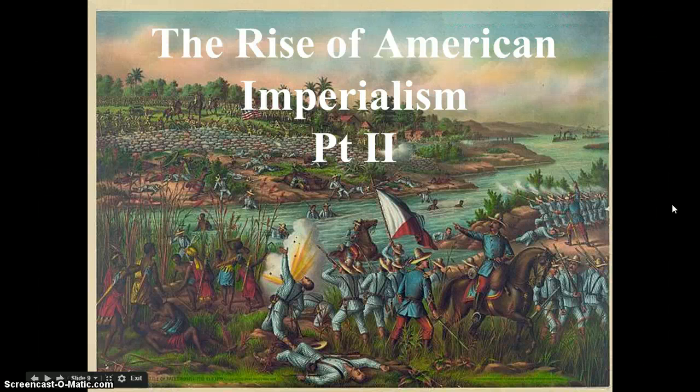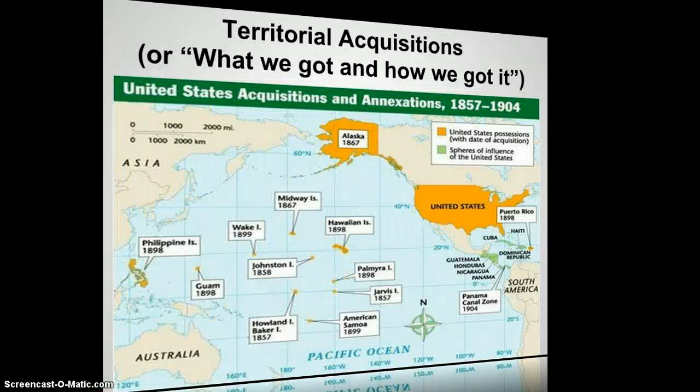All right, welcome back to the Rise of American Imperialism overview lecture. This is part two. If you remember from part one, we were looking at the reasons why the American government began acting in an imperialistic way. And in this part of the lecture, we're going to look at the territories that the United States actually takes possession of and becomes an empire with. So, hope your notes are ready.